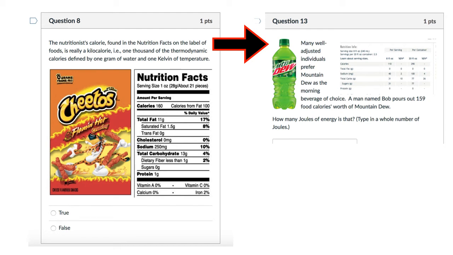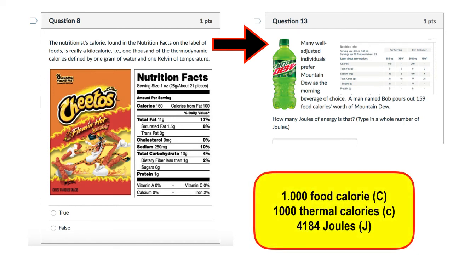All right, and so basically every food calorie is equal to 1,000 of the little thermal calories, and then each of those is worth 4.184. So a food calorie is the same as 4,184 joules. So if you have 7 food calories, multiply that by 4,184, ding, you have your answer. Question here. Got it? Okay.